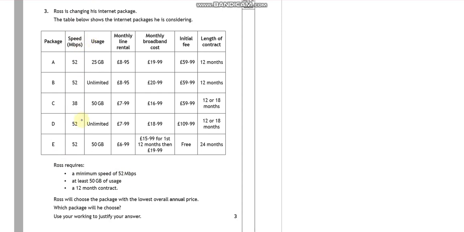So that means right away we can't do C, can we? Because that's 38, which is less than 52. So I can't do that. At least 50 gigs. Okay, at least 50 gigs. So they're all good apart from this one. So I can't do this one. Nice. And a 12-month contract. It was a 12-month contract only. So that's good. E is no good. Okay. So your first mark is for getting rid of those two.